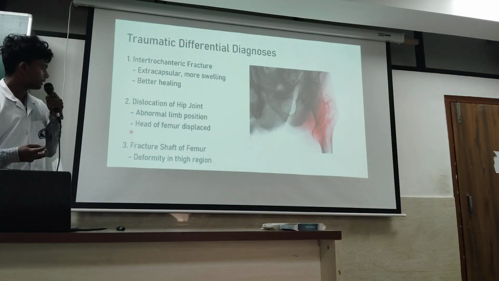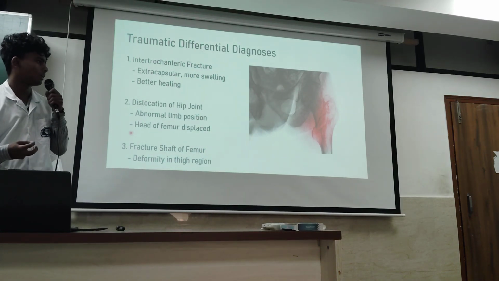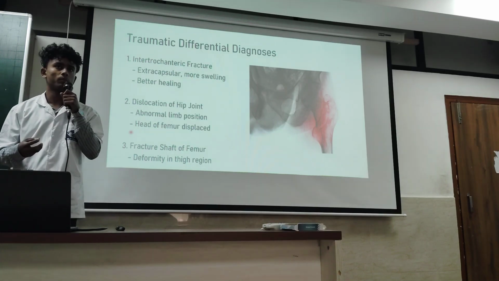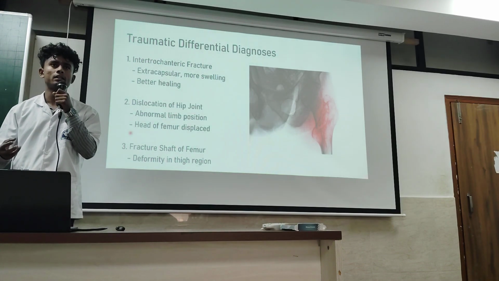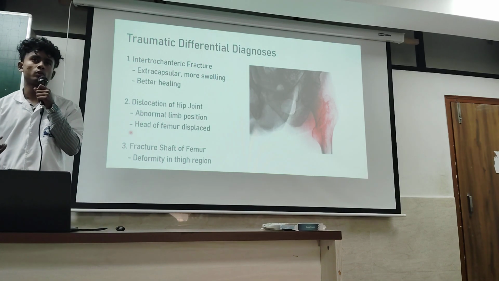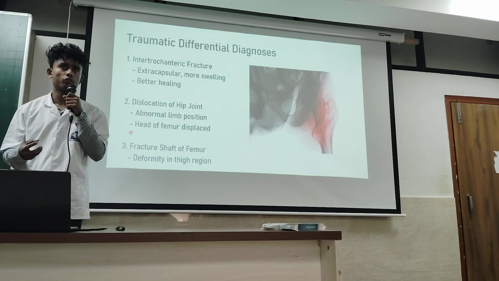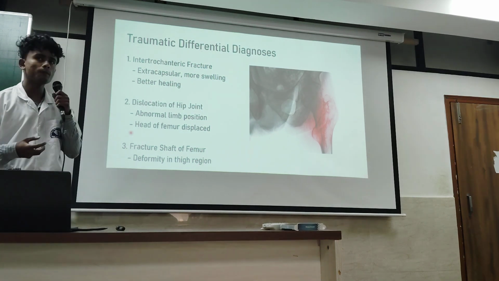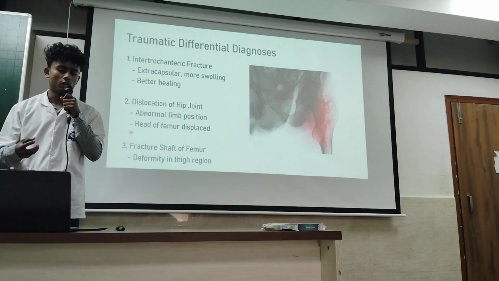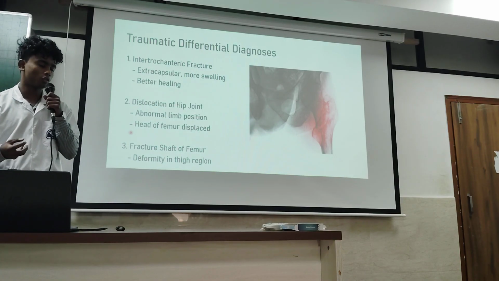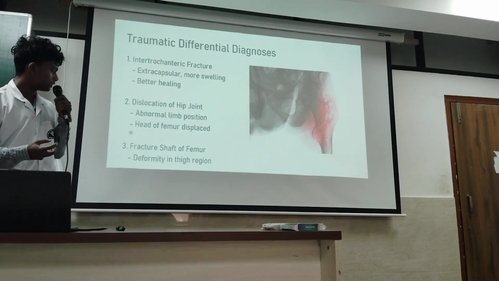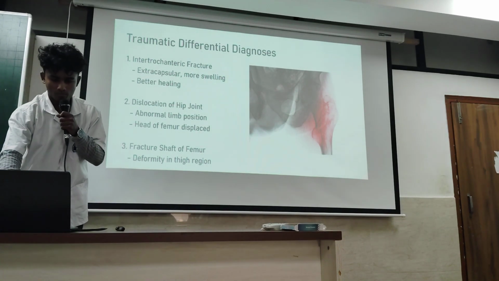And then there is fracture shaft of femur. In fracture shaft of femur, deformity is mainly in the thigh region, which differentiates it, because in fracture neck of femur the deformity is mainly in the hip or groin region. Obviously, in fracture shaft of femur, swelling is seen in the thigh region.